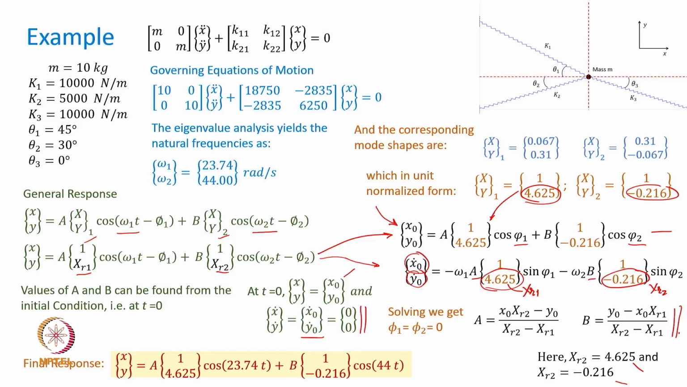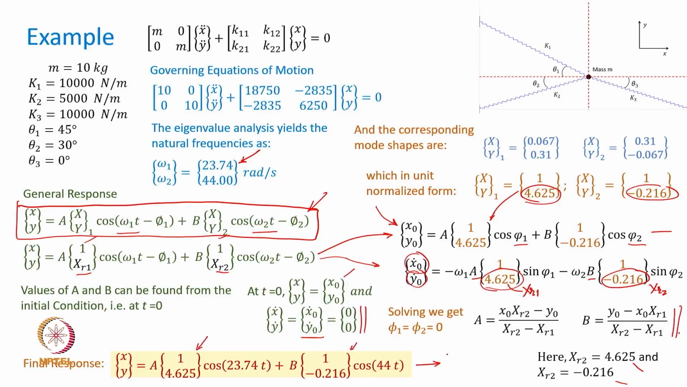So obviously, if I substitute these a and b back into this equation, finally this was our general solution, and in that if you substitute phi 1 equal to 0, phi 2 equal to 0, omega 1 and omega 2 are obtained already as the two natural frequencies, and of course the unit normalized mode shapes as given here. I can write that this is my final expression.